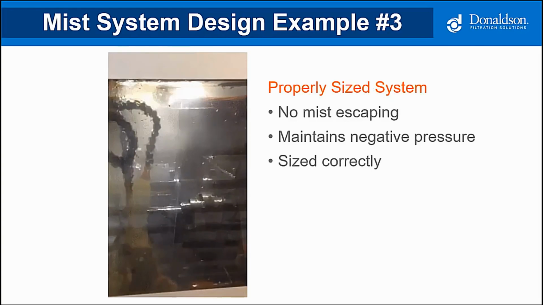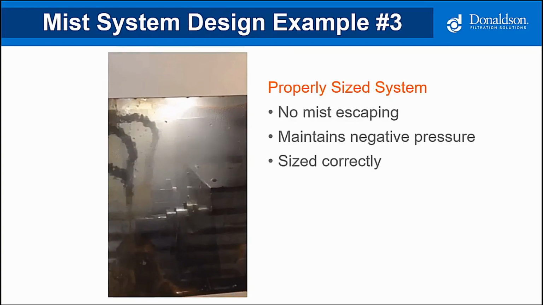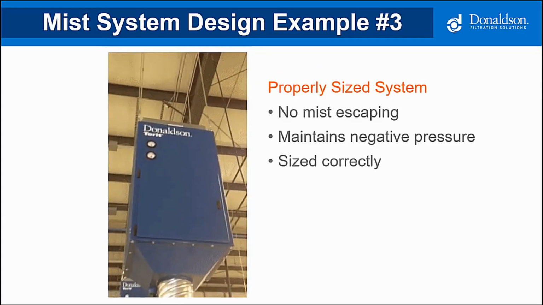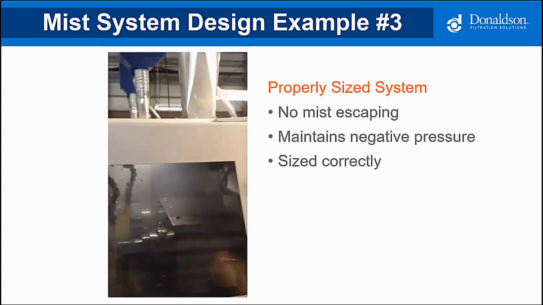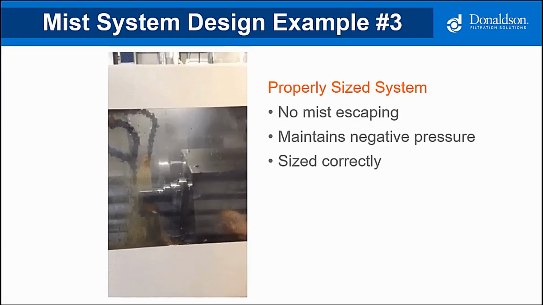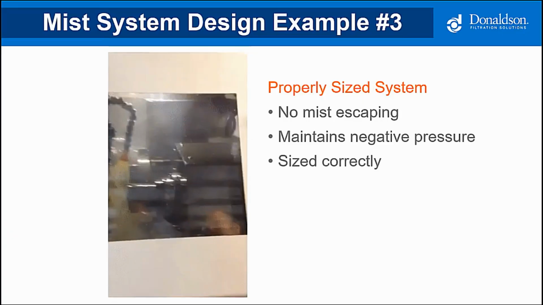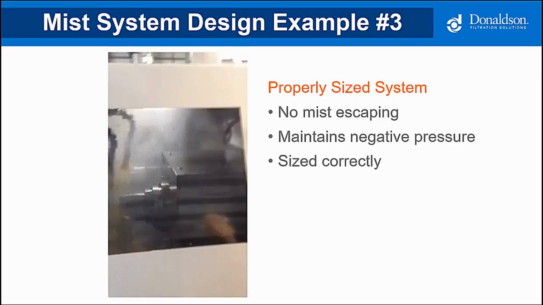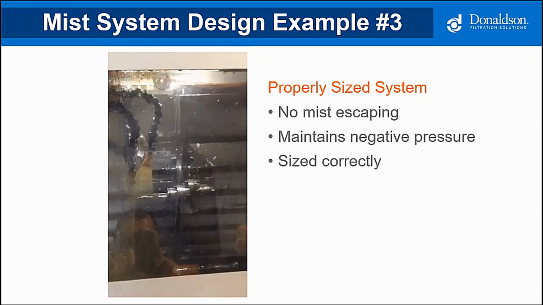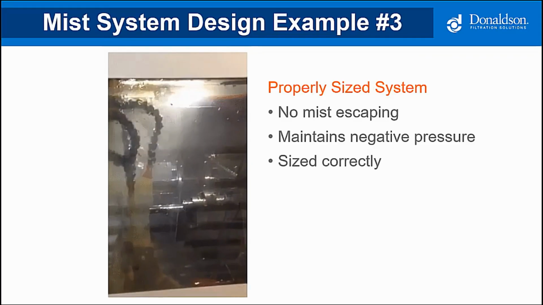Now, this next slide is an example of a properly sized system. There's no mist escaping. Yeah, you're using the proper technology because you can see at the end here that there's no mist bypassing the filtration system itself. Now, the only critique I would say about this installation is that they're using spiral duct, which is a no-no in mist collection applications. But we'll discuss that later in the presentation.